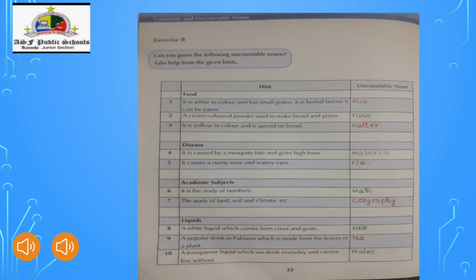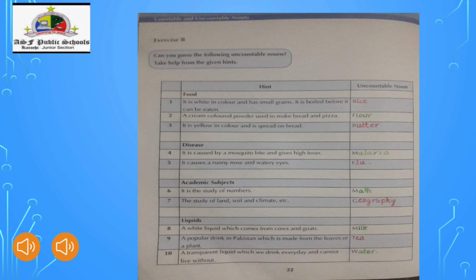Now let's guess the academic subjects. It is the study of numbers. I'm sure you all guessed it right. Yes, it's math. Now let's guess another subject. It is the study of land, soil and climate. Oh, you don't know? Don't worry, I'm telling you it is geography.